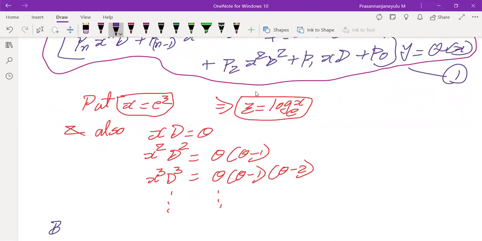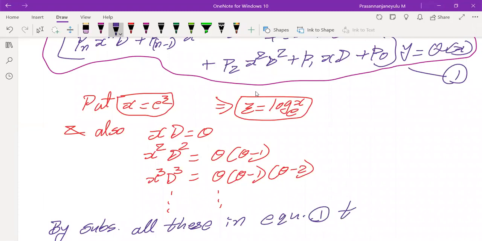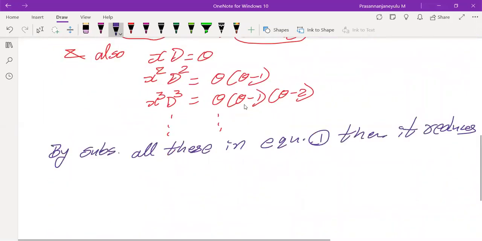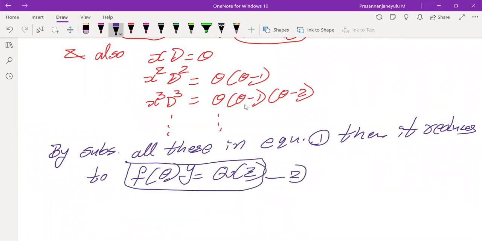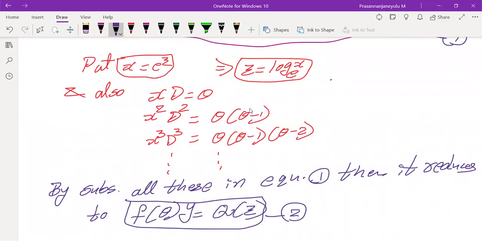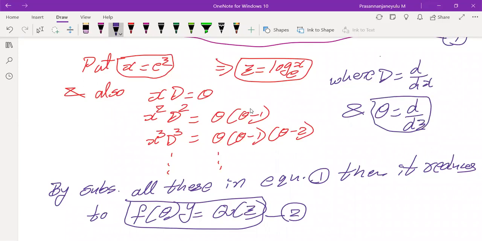By substituting all these in equation 1, it reduces to f of theta of y equals Q of z. This is our equation number 2. Here the important point is, what is capital D? You know it already: D is d by dx, and theta is d by dz. We'll discuss later how to substitute these other things.